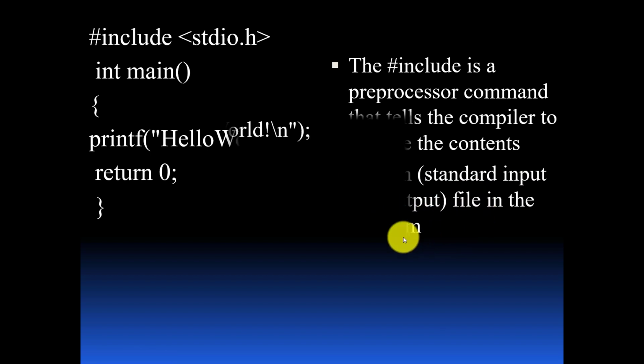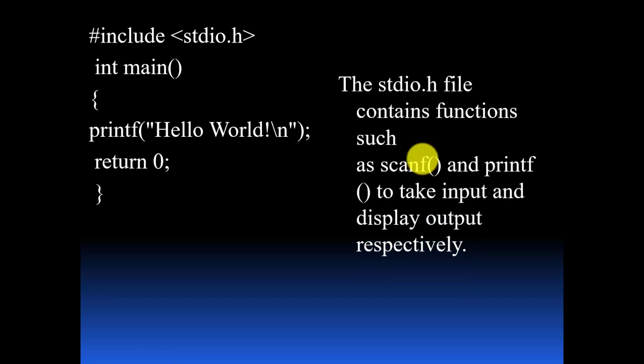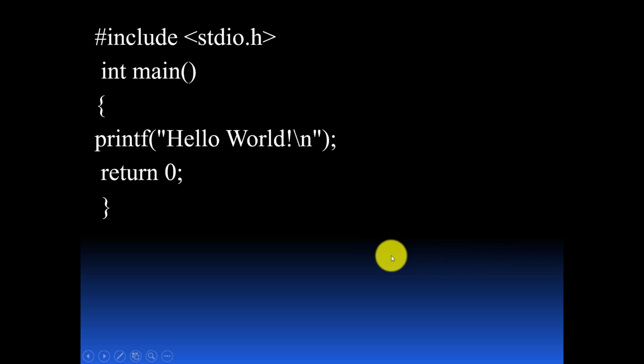Once we declare this stdio.h, the standard input output, it contains the inbuilt functions of input and output. So it contains functions such as scanf and printf. It takes the responsibility to scan and print. Once we include a header file, it takes the input and displays the output respectively.